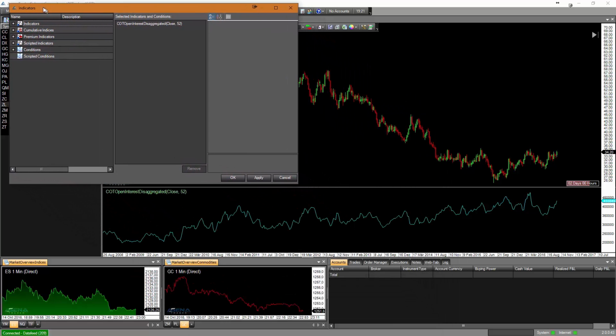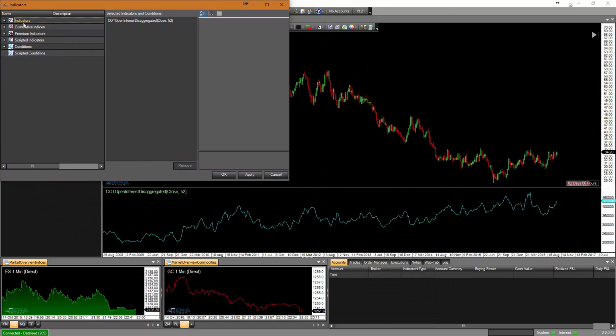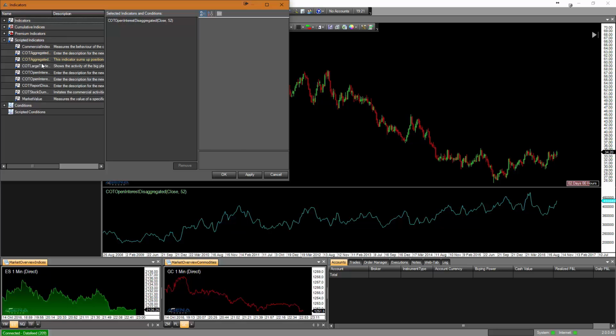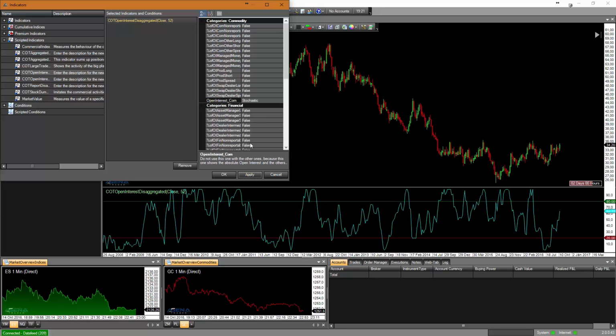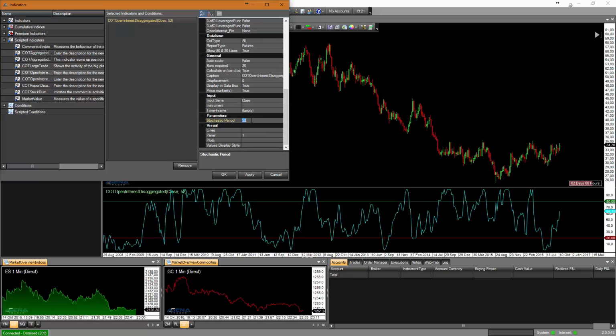The following parameters are available for the COT open interest disaggregated. Categories: commodity. Open interest COM is the total open interest for commodities. Absolute outputs the open interest as an absolute number. Stochastic is the open interest as an oscillator with values between 0 and 100. None means there is no output for the open interest.